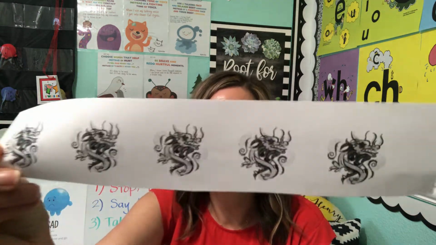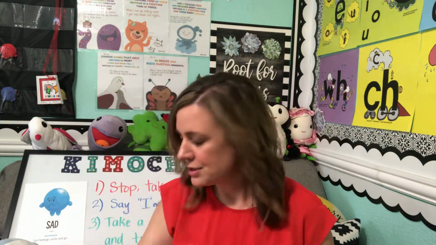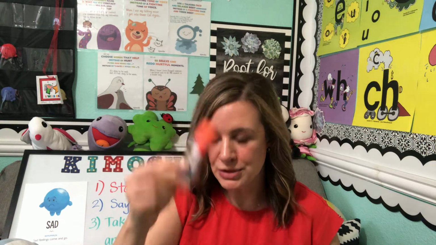You're gonna need your red strip of paper because we know that red is a lucky color. I've got my red shirt on. You are gonna need your strip of dragons. You are also going to need some scissors, some glue, something to write with. It could be a pencil or an art pen or a flare pen. I just have a Sharpie so that you can really see. And something to color with at the very end if you'd like.